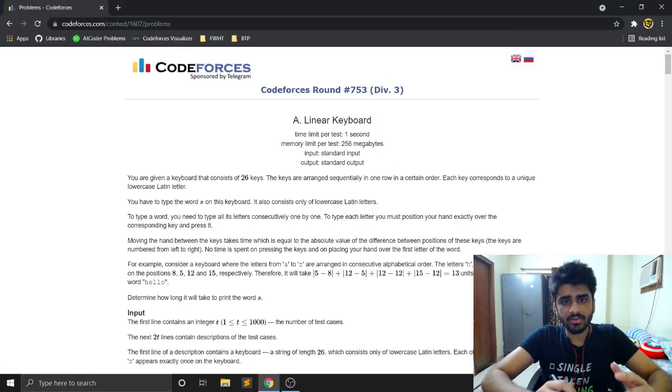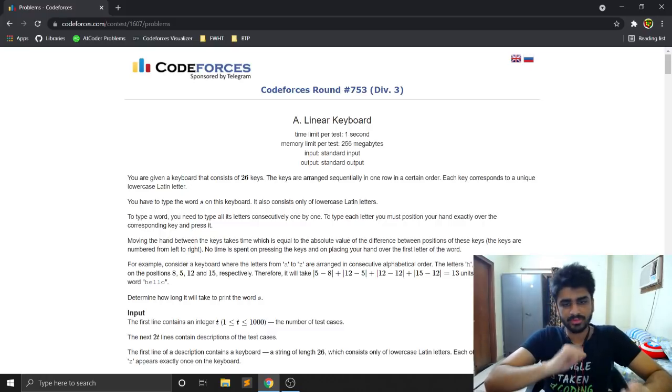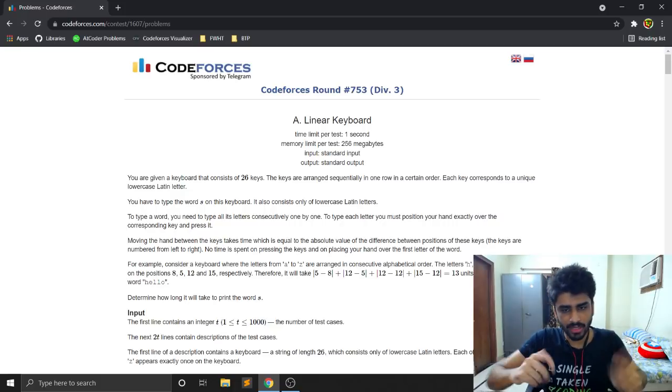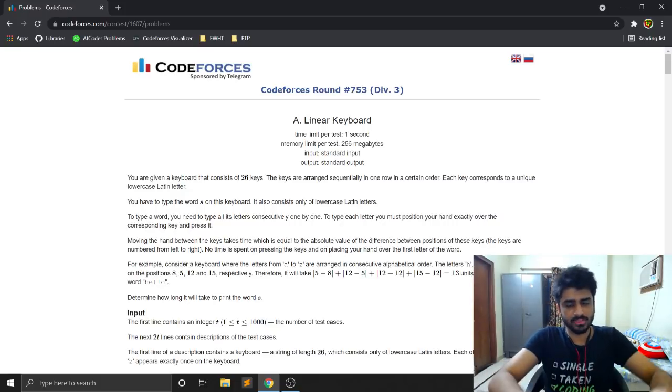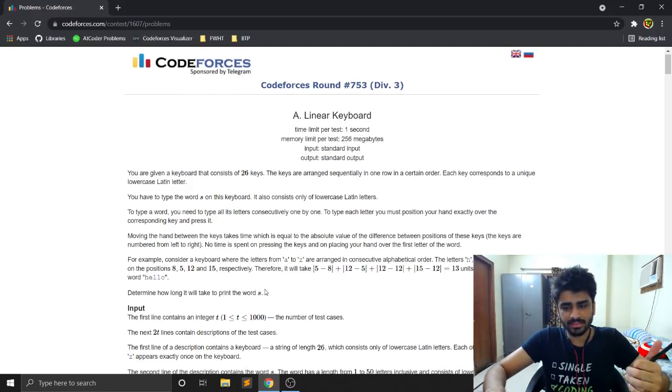Okay, hi guys. So today I'm going to do the editorial for Codeforces Round 753 Division 3. I haven't participated. I was just reading the problem set on my mobile phone, and I was able to solve a lot of these problems in my mind. I mean, all of these problems. So I will just be quickly explaining the solutions to these problems.